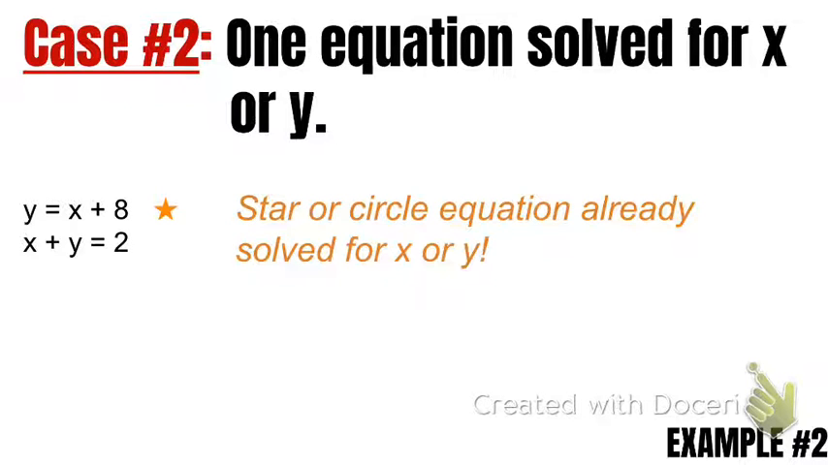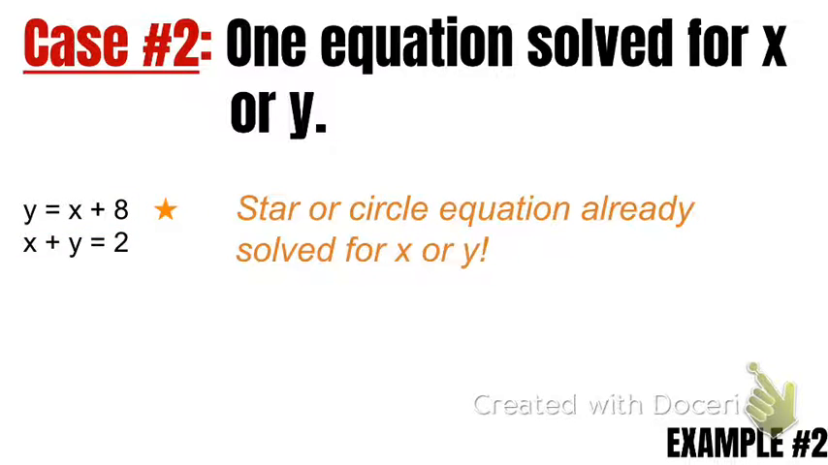So here we're going to solve the system of equations using substitution, and in this case we know that one equation is already solved for x or y. So what I recommend you do when you're looking at your two equations, if one is already solved for x or y, you want to either star it like I did, or you want to circle it. So you're kind of identifying that so you can remember it later.